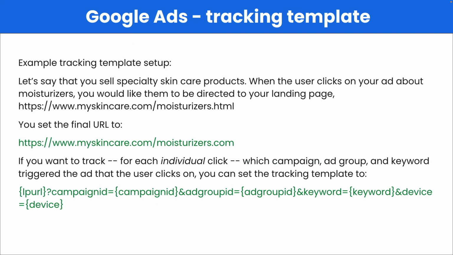And as an alternative, you can use the tracking template. Tracking template inside Google Ads is very similar to Facebook Ads, but it provides more dynamic values than Facebook Ads. Here you can see the final URL, and the string below it is this tracking template. LPURL means landing page URL, and the other parameters are dynamic, in brackets: campaign ID, ad group ID, keyword, device, and so on.